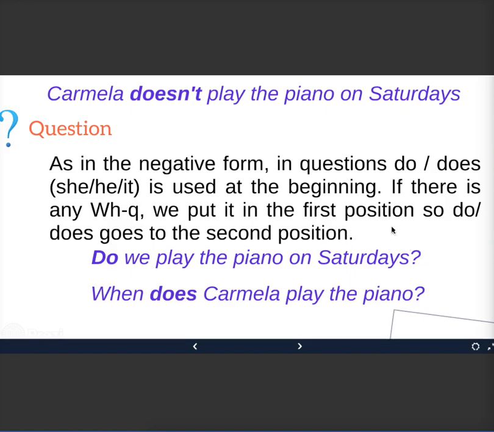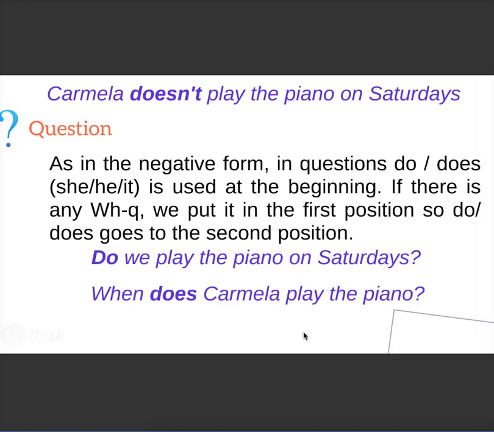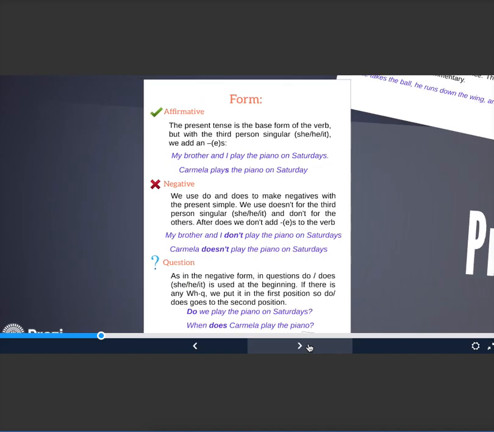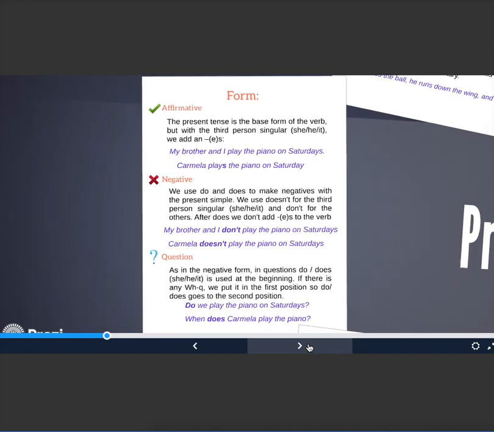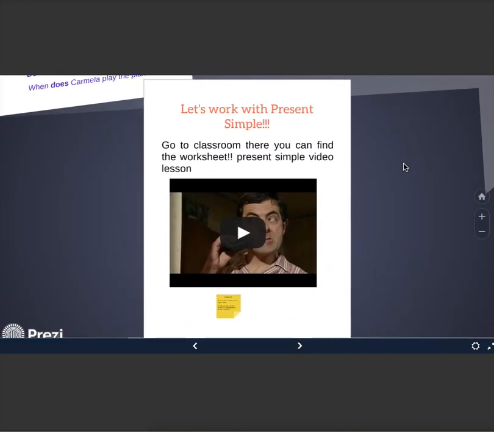Okay. So we are going to continue now. The structure. Let's review finally this. What are you going to do? I am going to play this video for you. Les voy a poner un video.